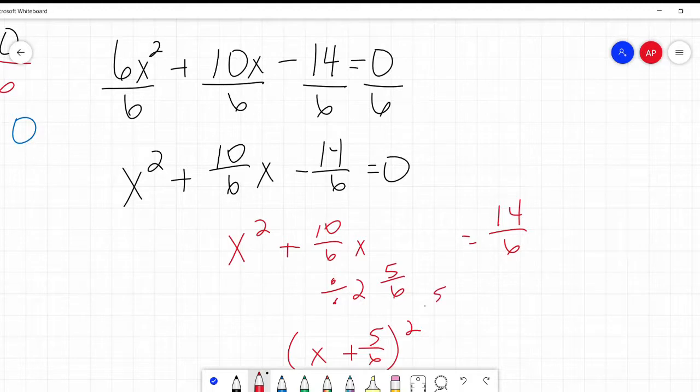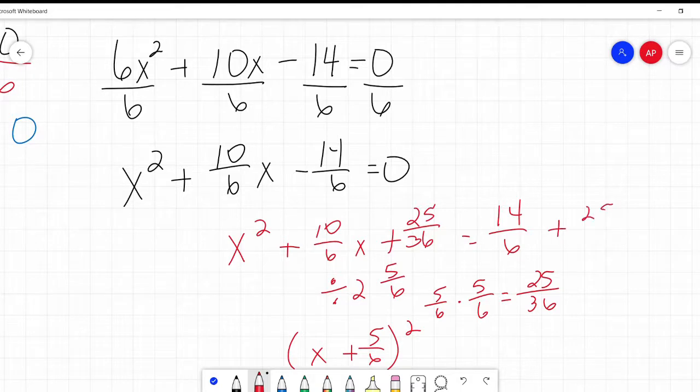And then the next step is I take 5/6 and I square it, which is 5/6 times 5/6. 5 times 5 is 25. 6 times 6 is 36. And you complete the square, and again, you add the same on both sides. I know that's really awkward, and that's a pain when fractions get involved like that, but it does happen. It absolutely happens.